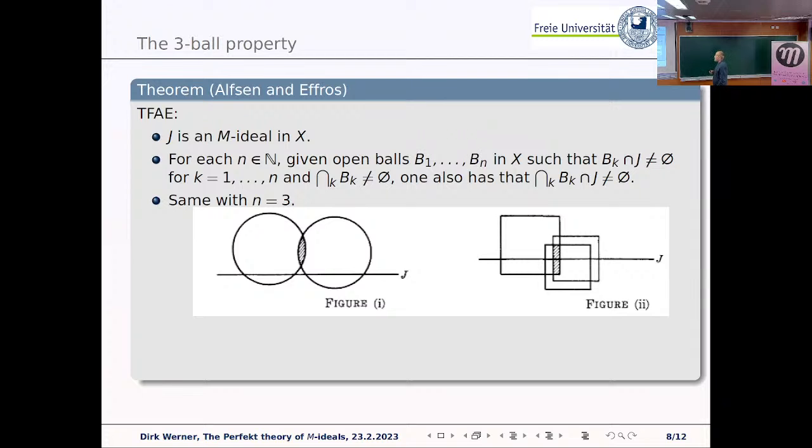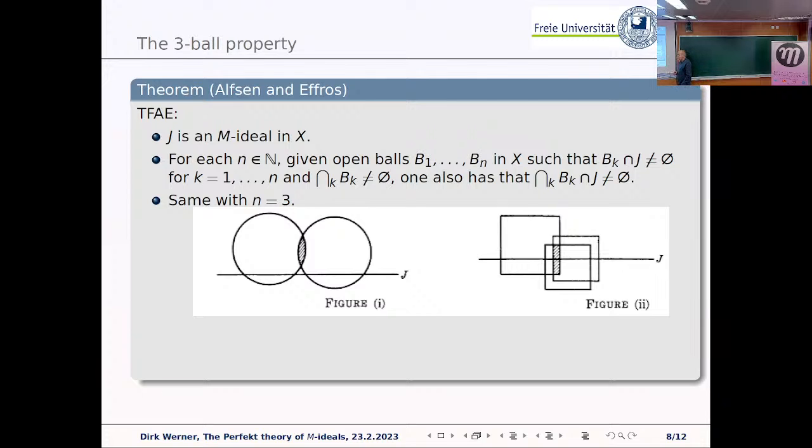So the condition for three balls is the following. You are given three open balls, look at the right figure, such that each of them meets the subspace, like here, here, and here. They have a non-trivial intersection, which is the shaded area. And then the requirement is that the intersection also meets the subspace, which is this bit here. So this figure shows the maximum norm in R^2 and gives a convincing argument that these balls satisfy this intersection pattern.